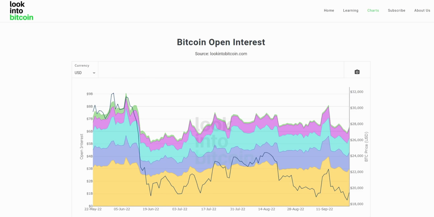Hi everyone, today we're going to be going over the Bitcoin open interest chart and how you can use this tool to help improve your Bitcoin investing and analysis.